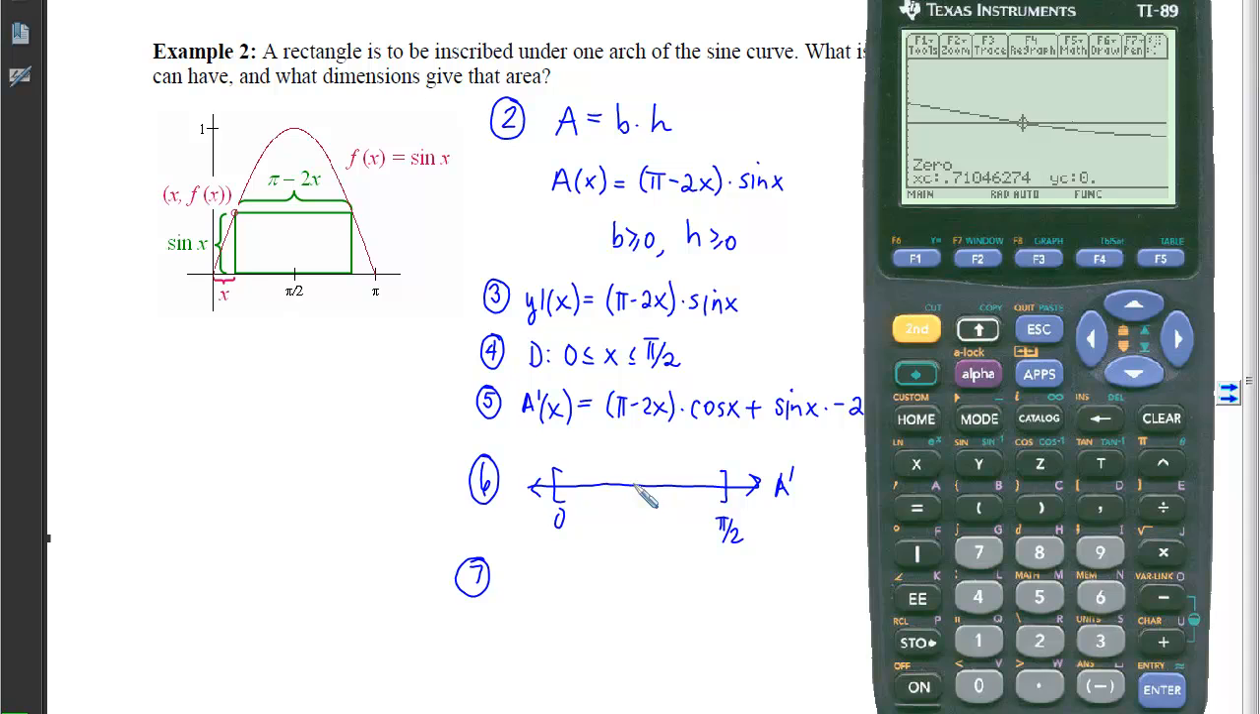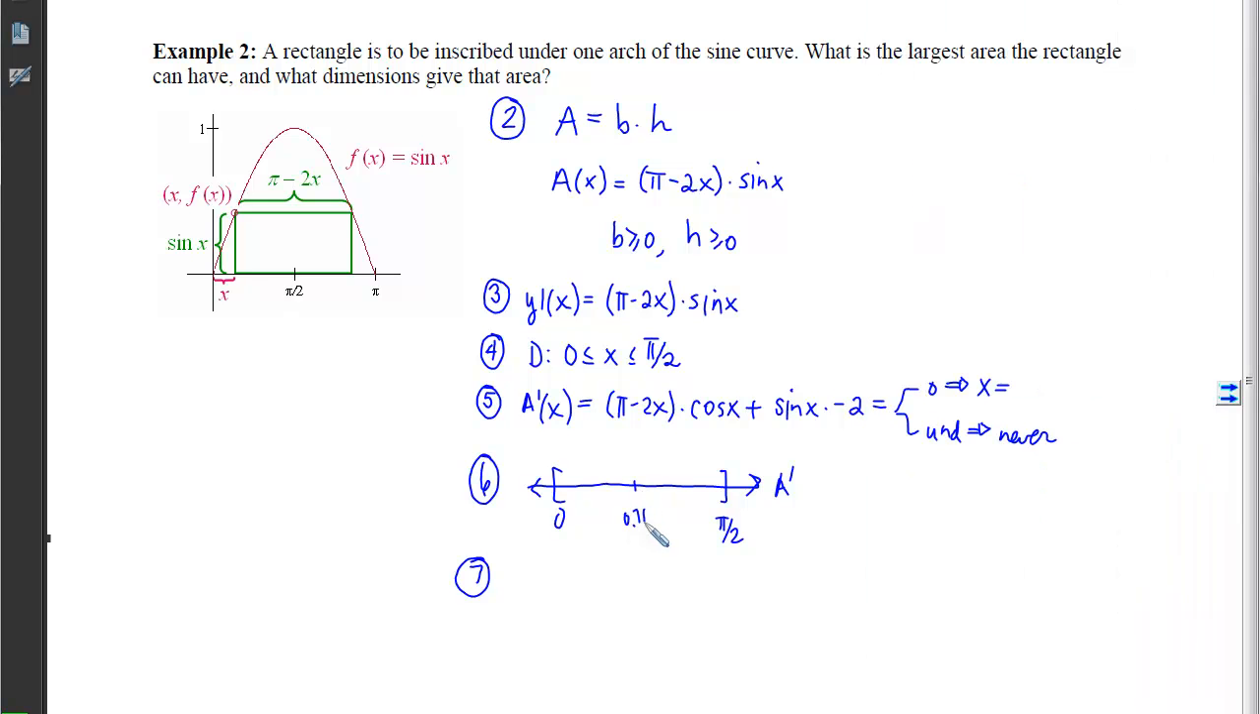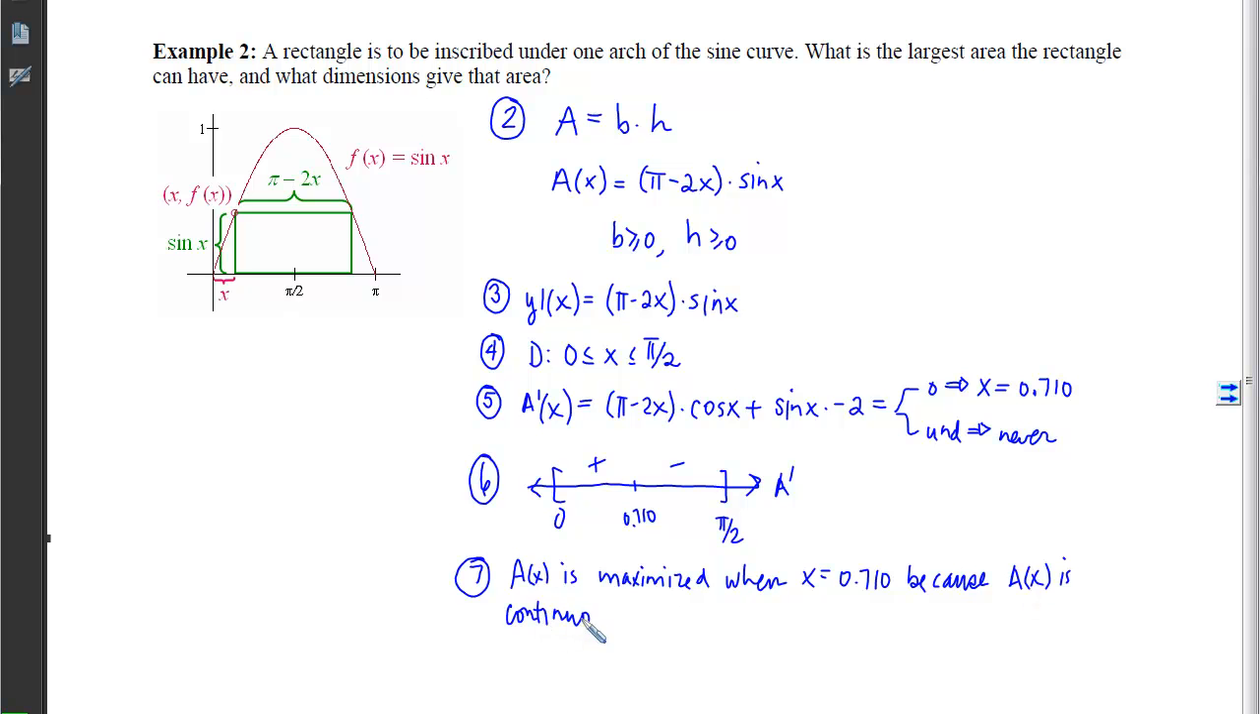So I can put this 0.710. The graph was above the x-axis, then below. And I can say that A prime equals 0 at 0.710. And so there's our critical point. And then we can summarize. We can say A of x is maximized when x equals 0.710 because A is continuous. Here we're using that first derivative test, and A prime changes from positive to negative.